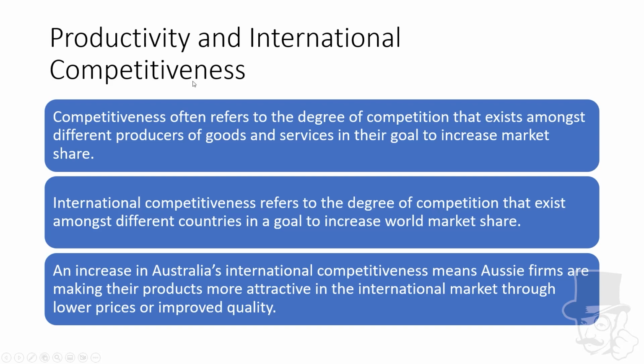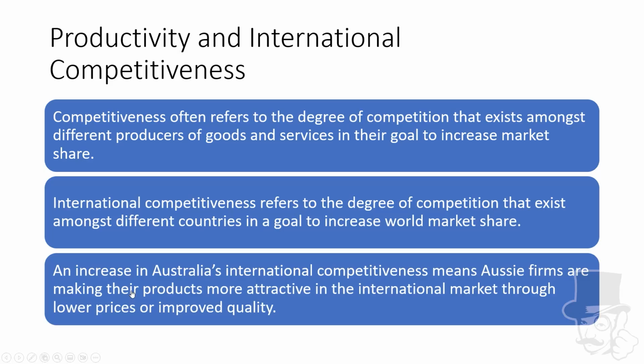So productivity and international competitiveness, what does that mean? Competitiveness often refers to a degree of competition that exists amongst different producers of goods and services in their goal to increase the market share. So when we talk about the international setting, we're just talking about how we increase our market share across the globe rather than just focusing on Australia. And an increase in international competitiveness means Aussie firms are making their products more attractive in the international market through lower prices or improved quality.